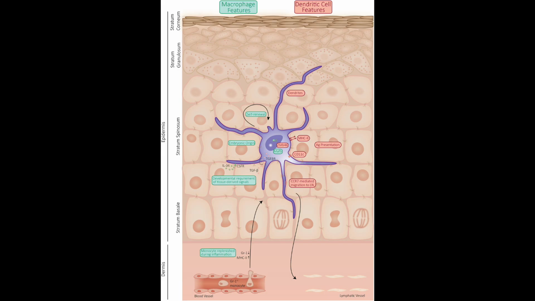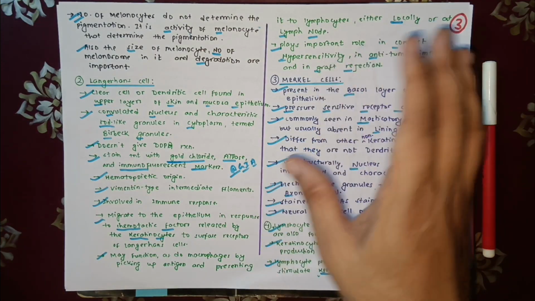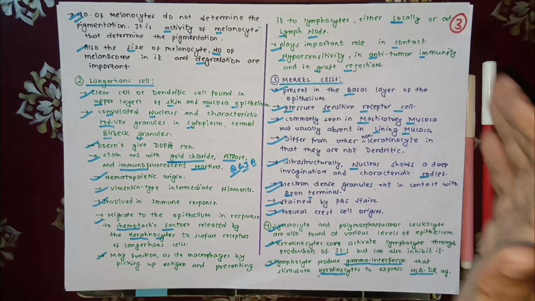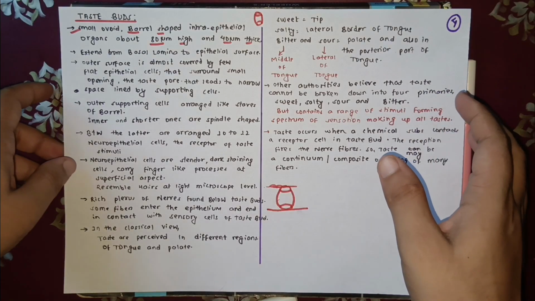So this picture, the mechanism is not our context now, so just remember it and visualize the image of the Langerhans cell, okay. So this is how they appear in the microscope. We have just got an overview of how these cells appear in the microscope. Okay, so we have completed the non-keratinocytes.